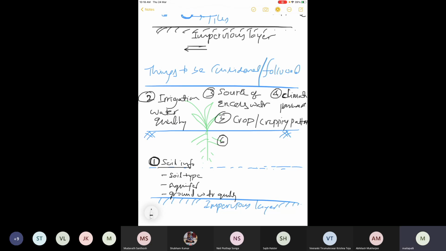the hydraulic conductivity. Okay, so hydraulic conductivity of soil, that is denoted with K. This is important in order to understand the flow. Okay, so hydraulic conductivity of soil. And then seventh is the drainage coefficient.